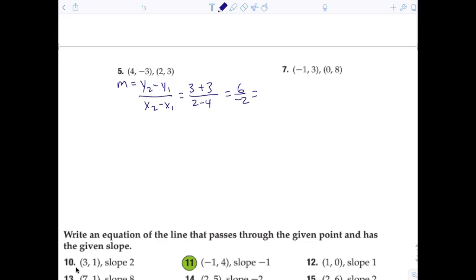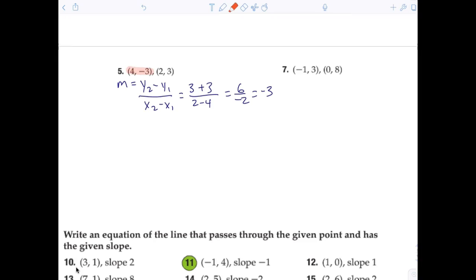Okay, so my final answer works out to be? Well, just 6 divided by negative 2. Negative 3. There you go. That's it. You agree with me? That's it. So the slope is negative 3. Slope is negative 3. Everybody happy with that?